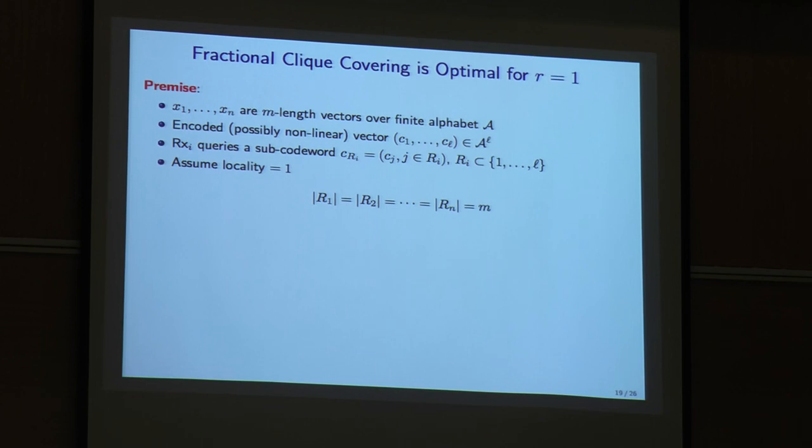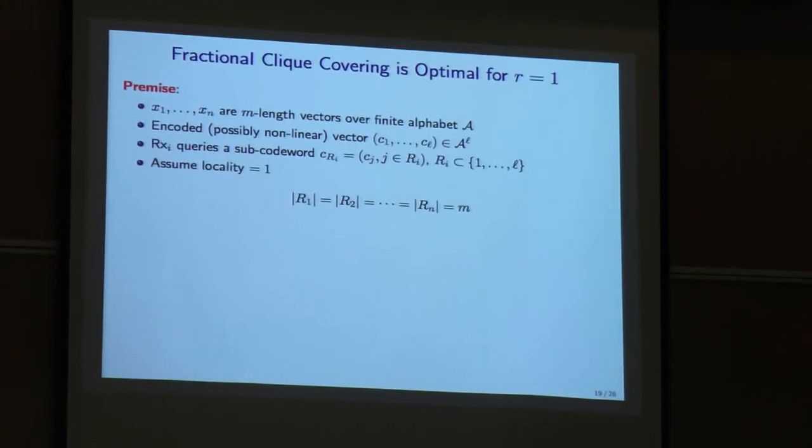You want locality 1. So the receivers don't listen to the entire transmission, they listen to only parts. Each receiver might listen to different parts. So pick the ith receiver, he listens to some subset Ri of the L transmissions. You want locality 1, which means the number of transmissions you listen to equals m, the length of the message. So the size of download, they're all equal and they're equal to m.